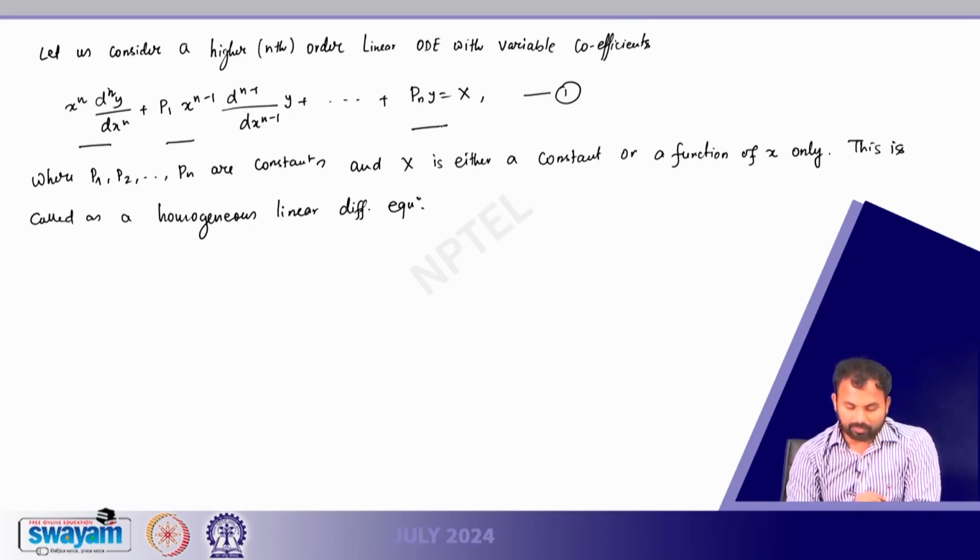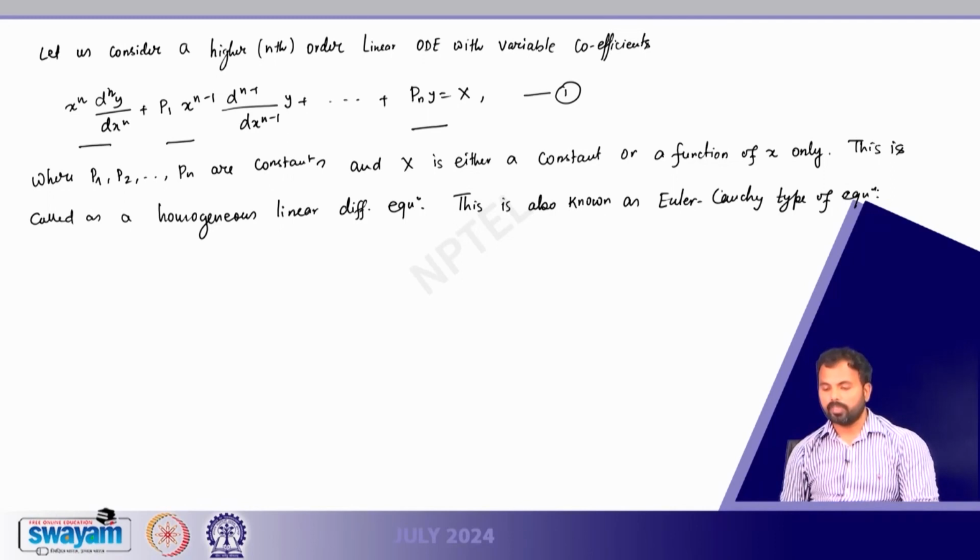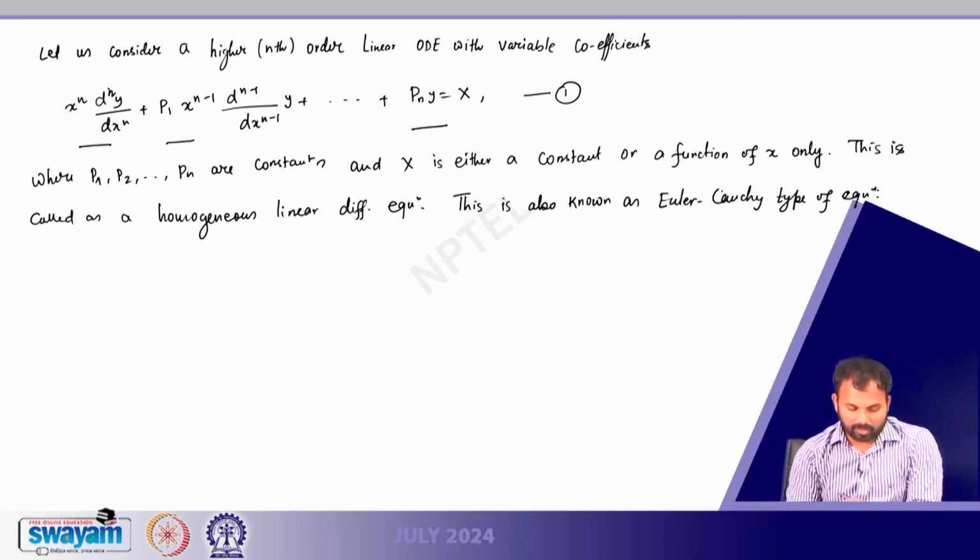Some people also call it, or this is also known as, an Euler-Cauchy type equation.